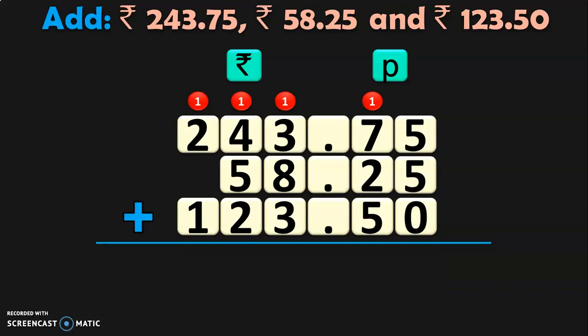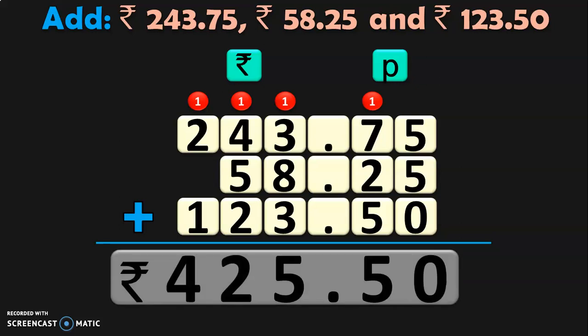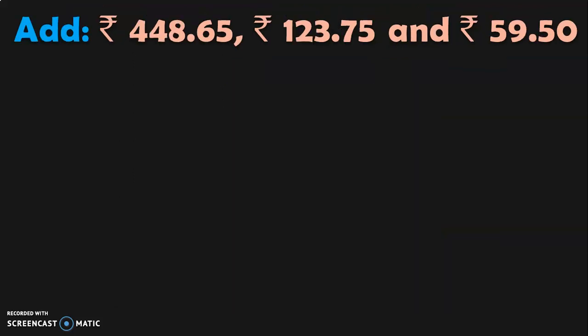So when you add rupees 243.75, rupees 58.25 and rupees 123.50, you get the answer to be rupees 425.50. Let us do this addition now. Add 448 rupees and 65 paise, 123 rupees and 75 paise and 59 rupees and 50 paise.